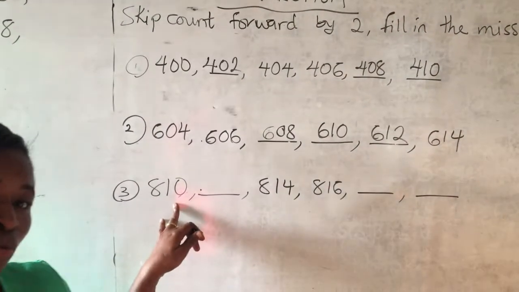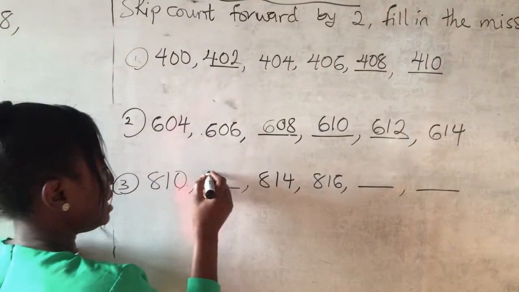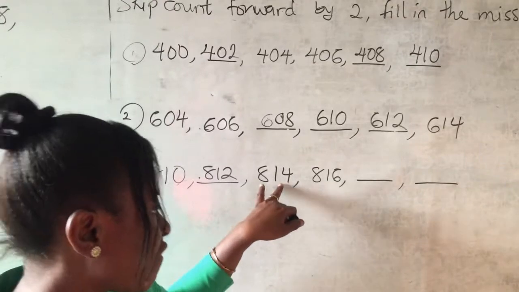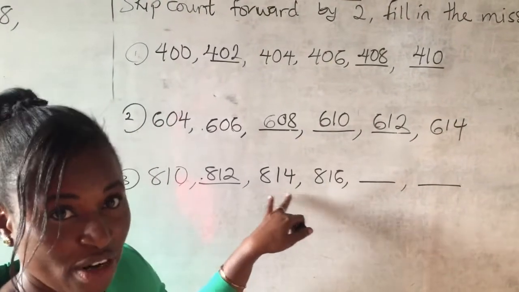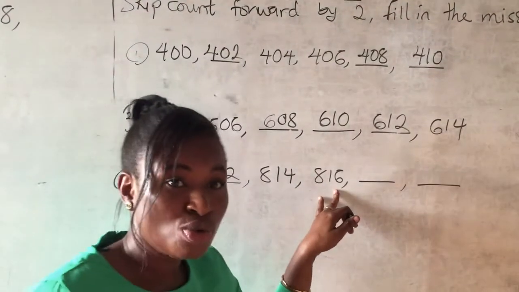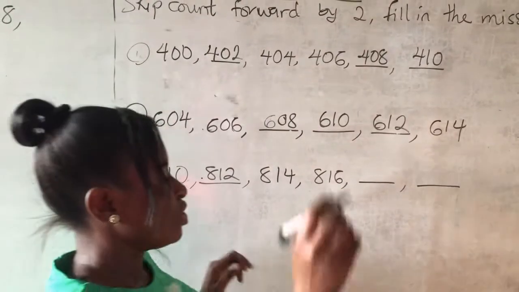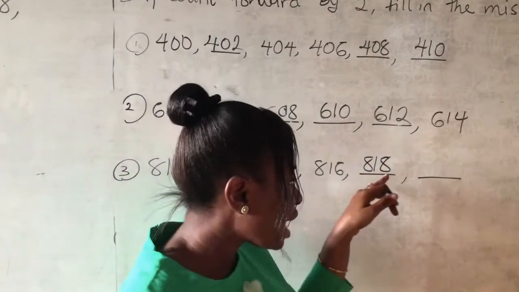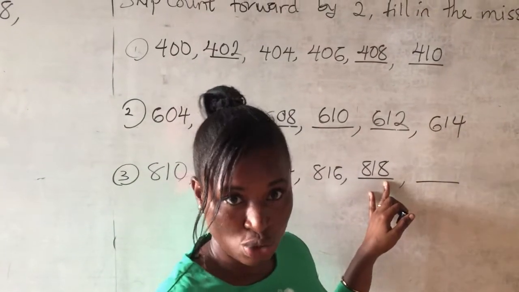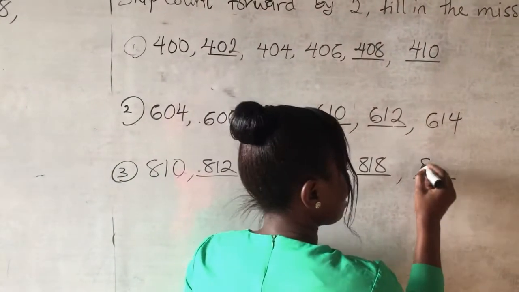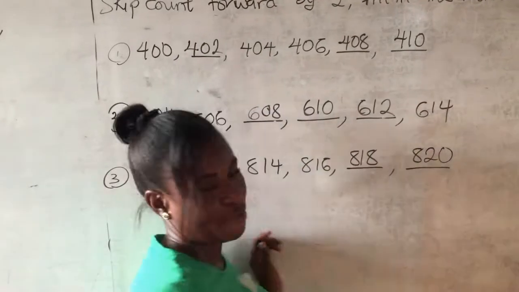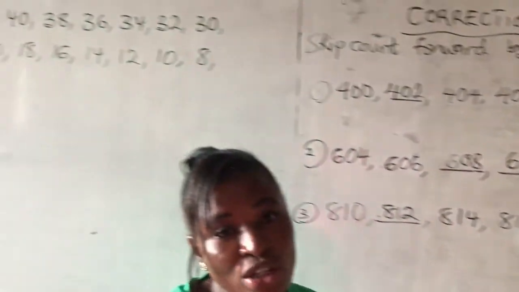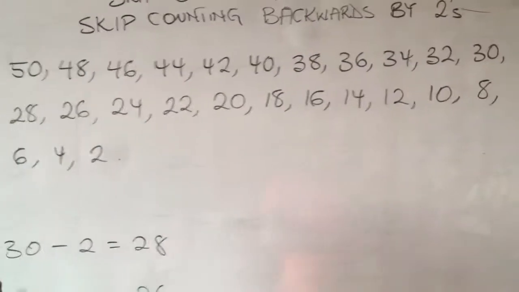810. Let's add 2 to 10. We get what? 812. When you add 2 to 12, you get 14. So we have 814. When you add 2, 816. You add 2 again, you get 818. When you add 2 to 18, you get 20. So you have 820. That's very good.